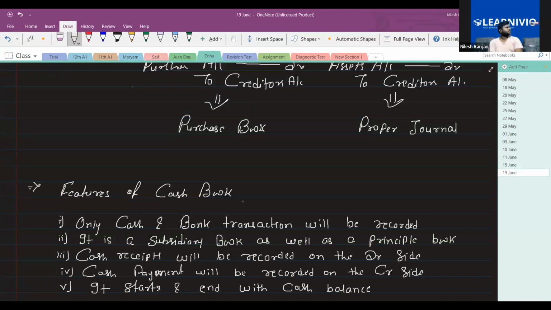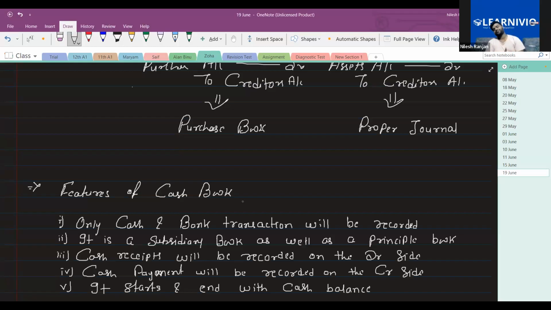Okay, I finished writing. I will go through every feature one by one. First, only cash and bank transactions will be recorded. Along with cash and bank, there may be some discount, so it will also be recorded along with cash and bank. But mainly we have to focus on cash, because if there is no cash involved in a transaction, it will not be recorded in the cash book.